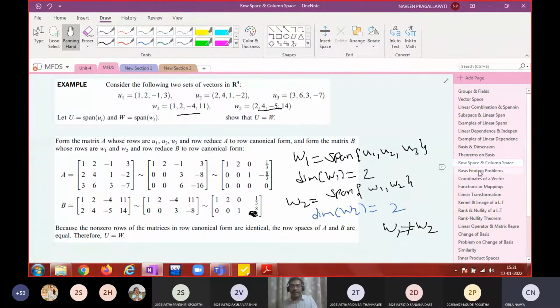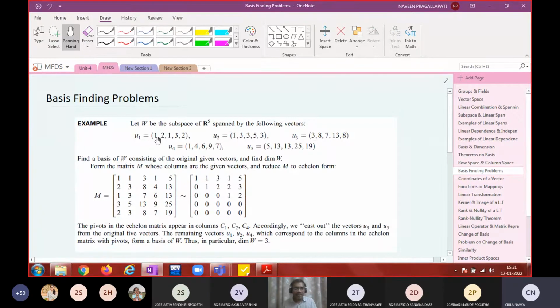If you want that, then you put the vectors into columns. 1 2 1 3 2, 1 3 3 5 3, 3 8 7 13 8, 1 4 6 9 7, 5 13 13. You put these vectors in columns and convert this into echelon form.